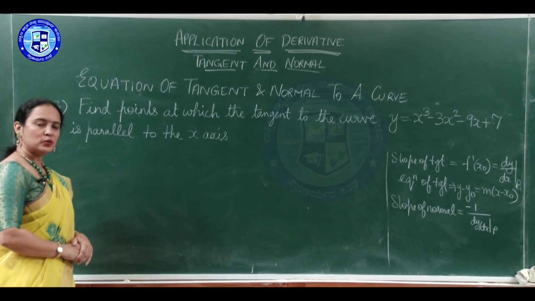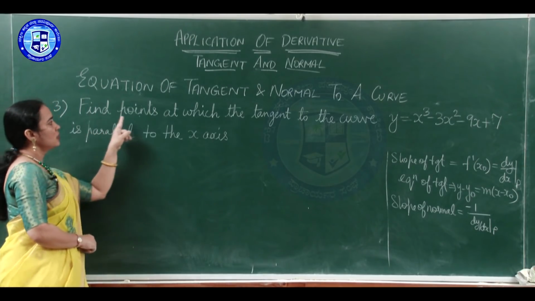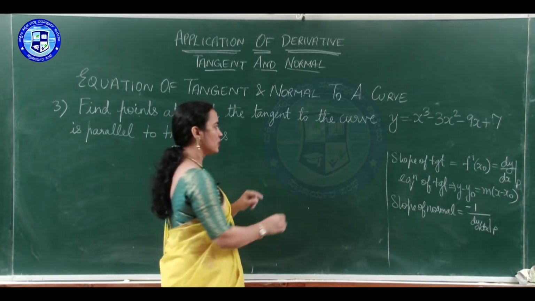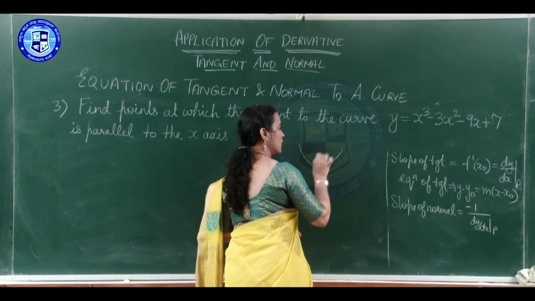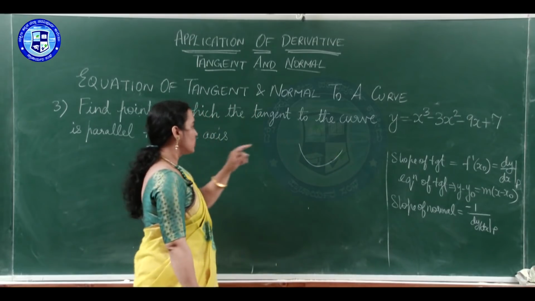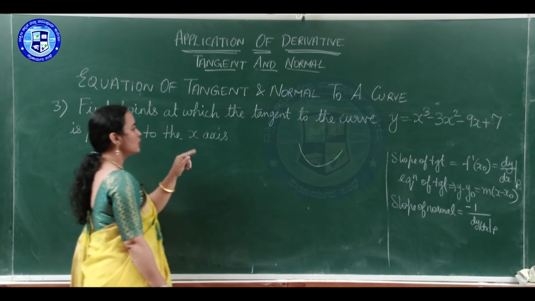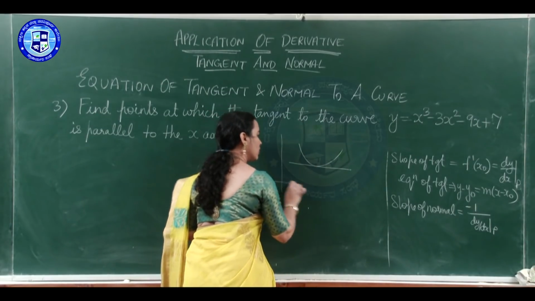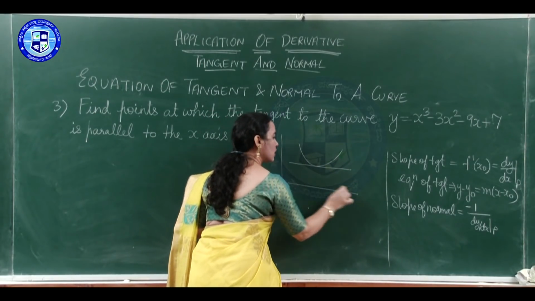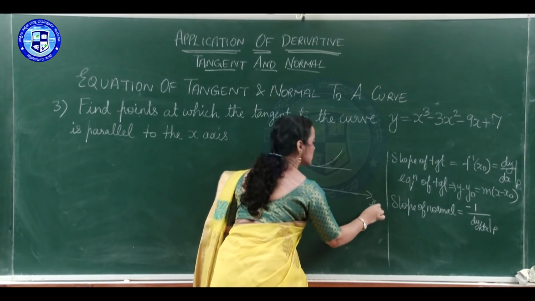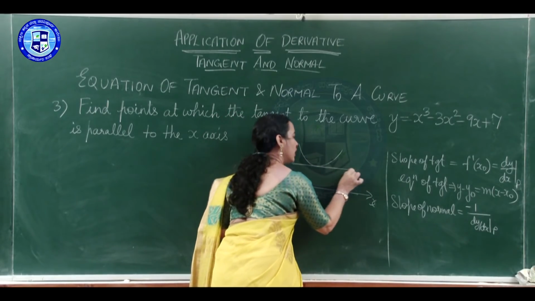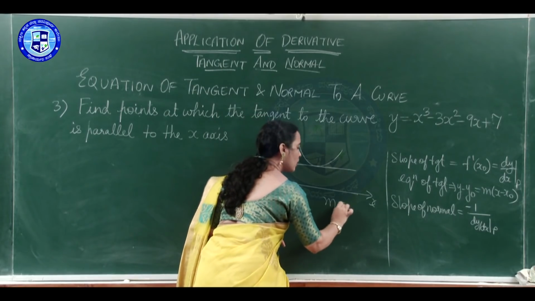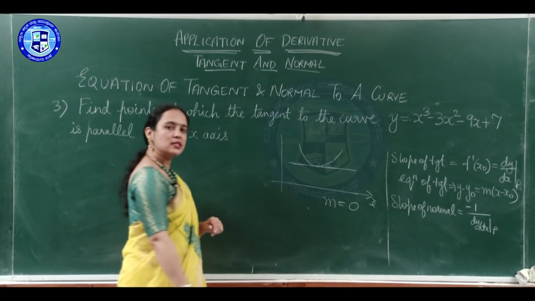Let us move on to the third problem. Find the points at which the tangent to the curve is parallel to x axis. So, you have a curve over here. Tangent to this curve is parallel to x axis. So, this will be the tangent. Now, when a line is parallel to x axis, then what do we get? We get slope as 0.